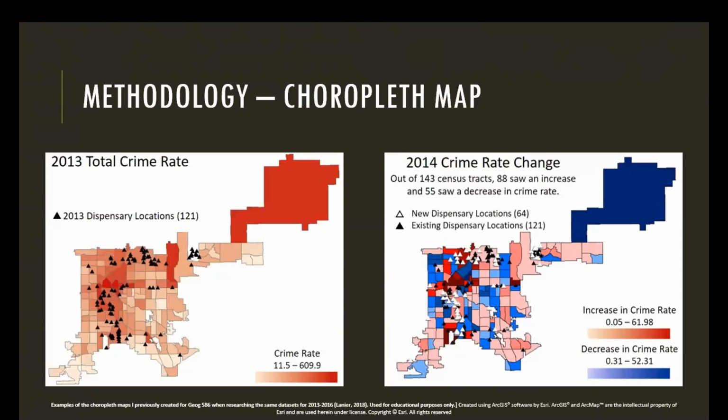This graphic is an example of how I did this for the same data sets in a previous class, Geog 586. On the left, you can see totals of crime per tract in 2013. And on the right, you can see total change in crime rate from 2013 to 2014 per tract. This is not statistically significant in any way. This just helped me understand where we're seeing densities in crime and also where there was change.